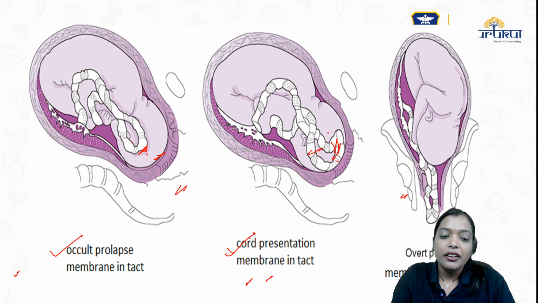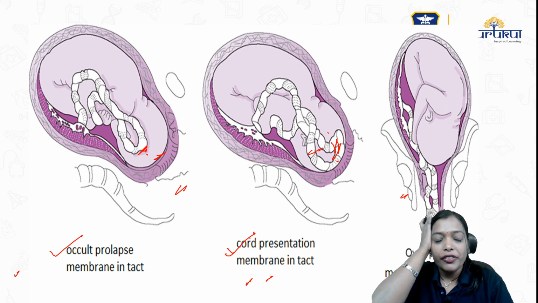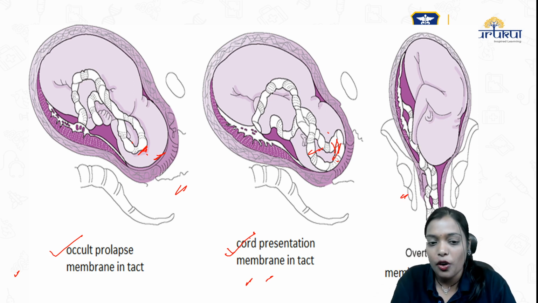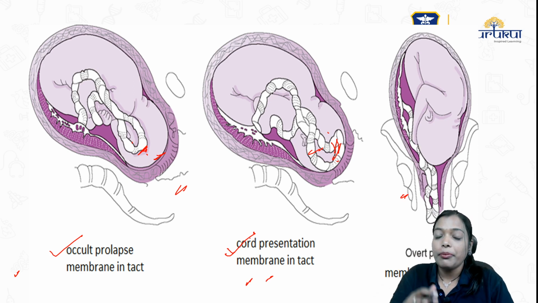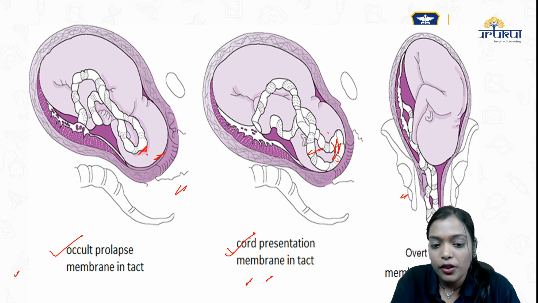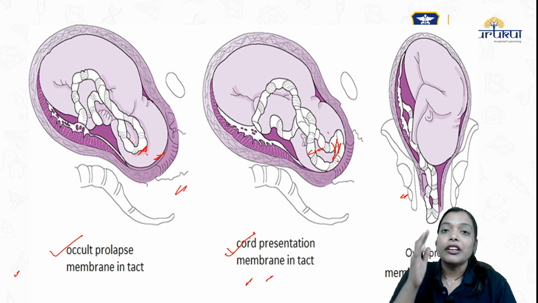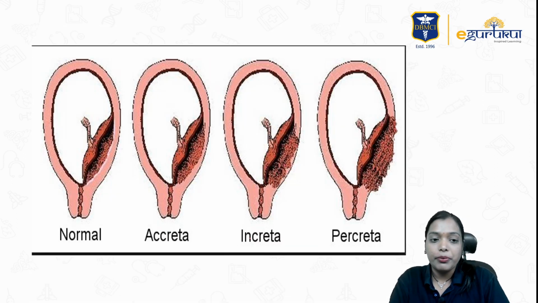So I repeat, in occult prolapse, along with the fetal head, the umbilical cord is present. In cord presentation, below the presenting part, you have the umbilical cord on the internal os, so it is called cord presentation. When the cord comes out, you call it overt prolapse.